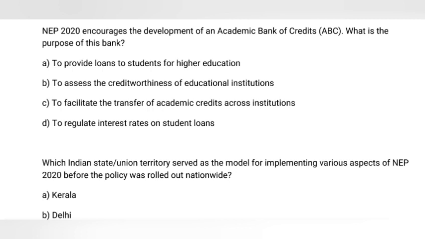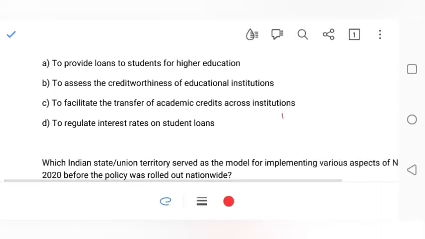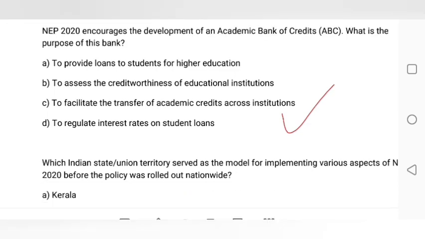Next, NEP 2020 encourages the development of the Academic Bank of Credits, in short ABC. What is the purpose of this bank? These are the options. The correct option will be to facilitate the transfer of academic credits across institutions.